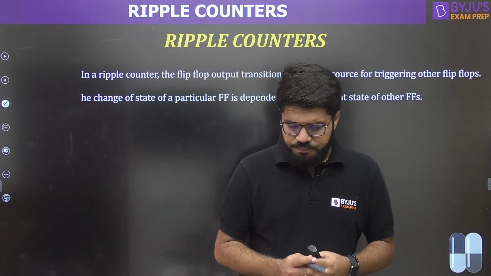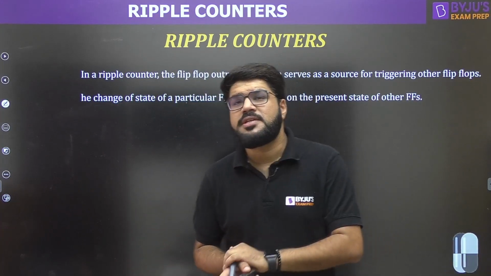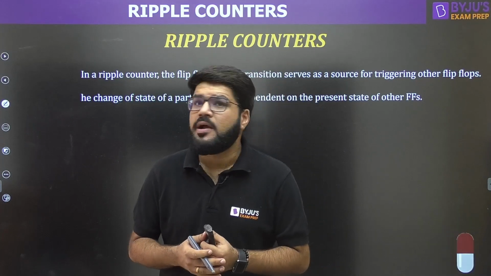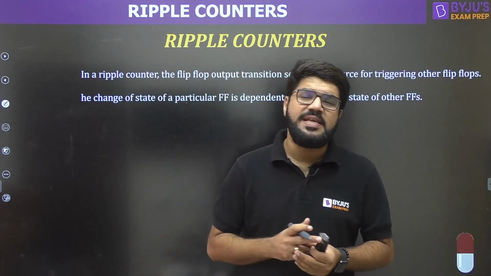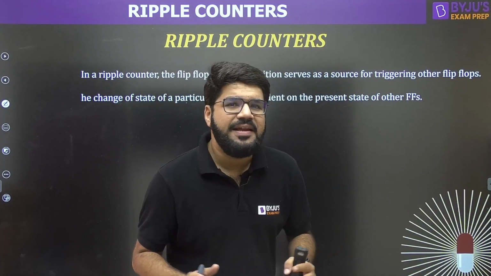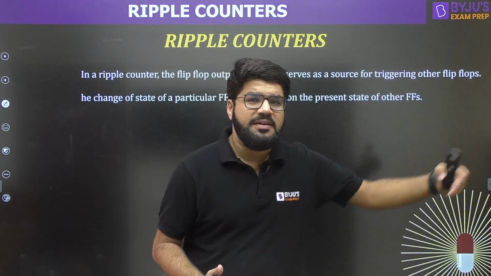Ripple counters, guys, as against synchronous counters. Let's have a quick recall of what synchronous counters are. Synchronous counters are ones in which all the flip-flops are connected by a common clock. They are synchronized with the same clock. But in ripple counters, which are a category of asynchronous counter, all the flip-flops are not connected by a common clock. So how are they connected? Rippling, okay, the propagating action.